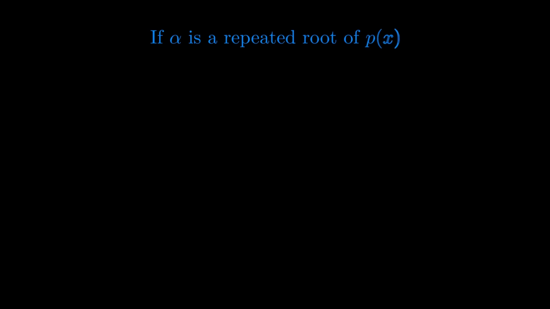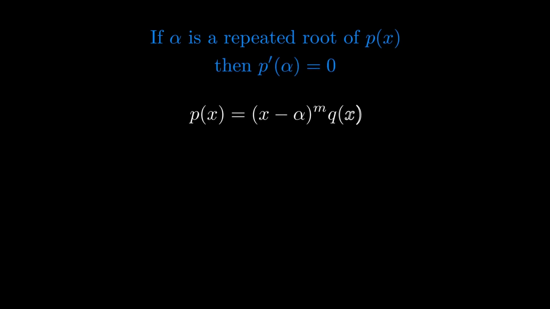If alpha is a repeated root of p(x), that is, it occurs more than one time, then p prime alpha is also 0, where p prime x is the first derivative of p(x). Now, this is a slight dive into calculus. Please feel free to skip this part. Let's assume that p(x) equals x minus alpha to the power m times q(x), where m is greater than 1. Thus, alpha is a repeated root.